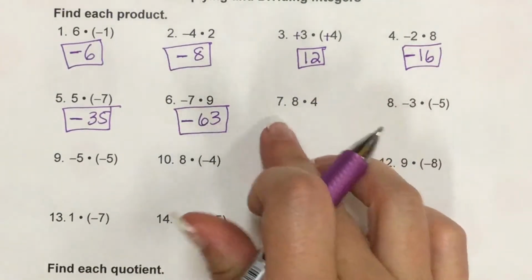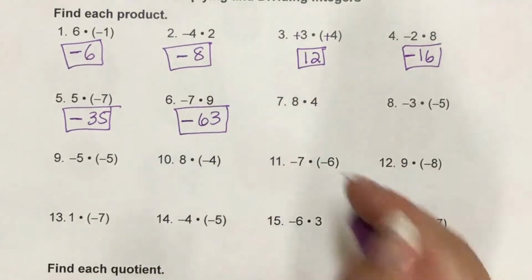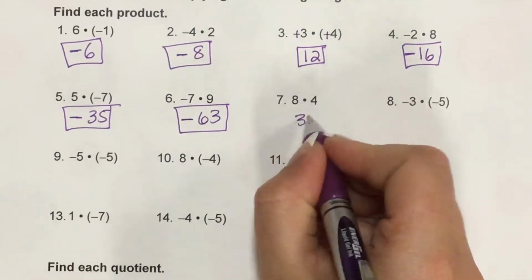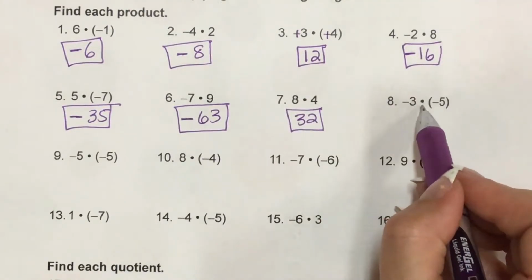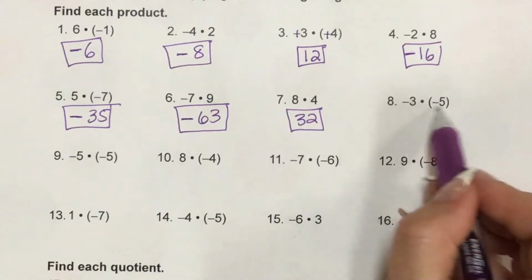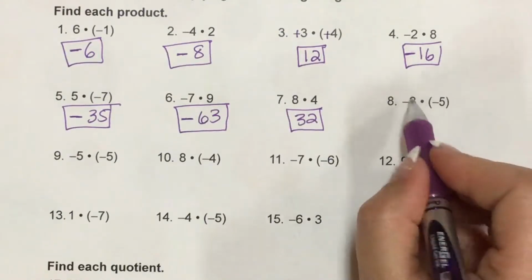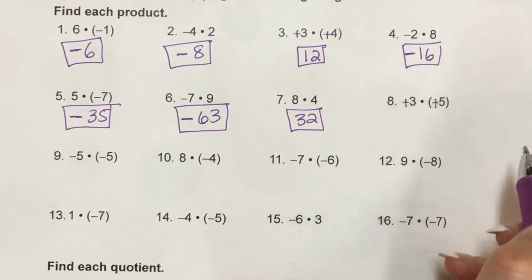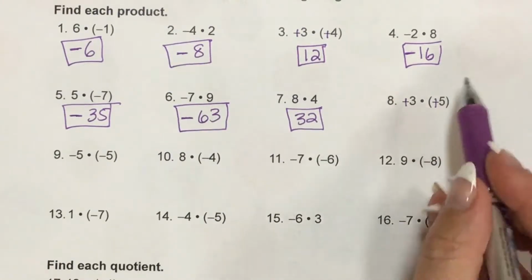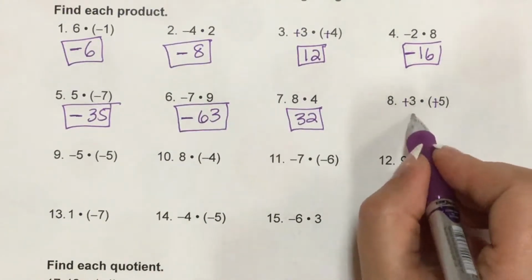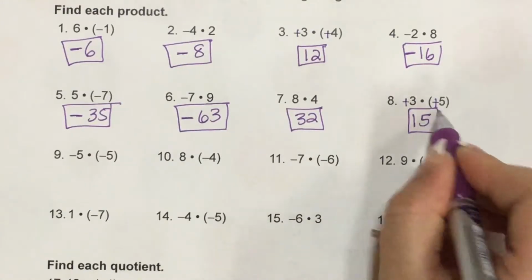Okay, number 7, 8 times 4, both positive, pretty straightforward. 8 times 4 is 32. Number 8, negative 3 times a negative 5. They're both negative, and those two negatives end up being positive. They have the same sign, so the answer is going to be positive. So it's basically just 3 times 5, which is 15.